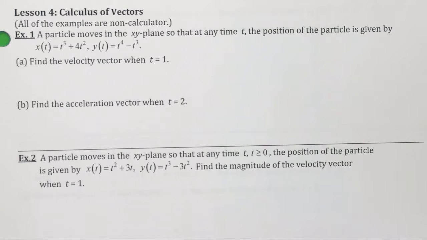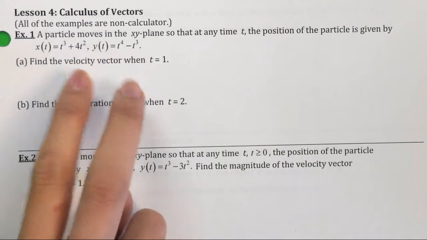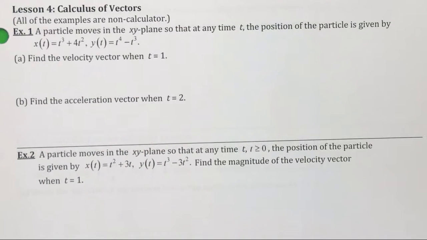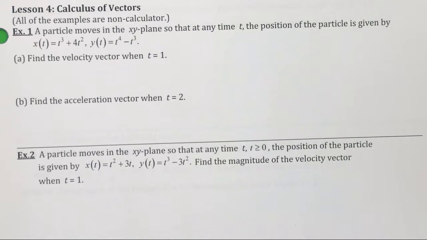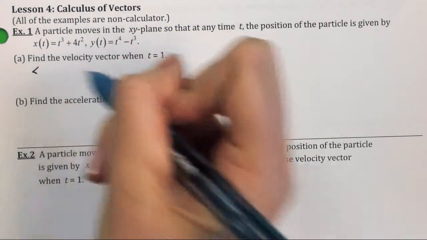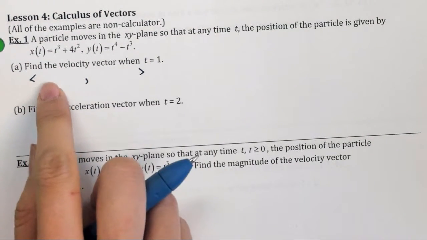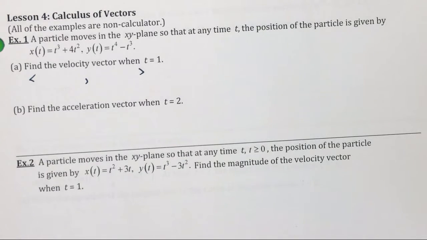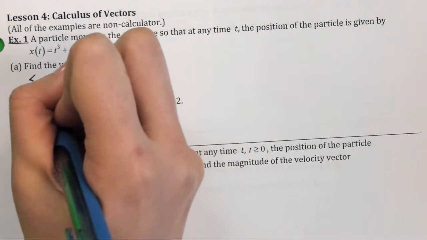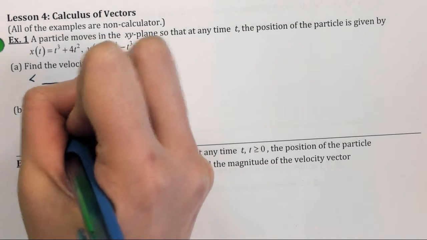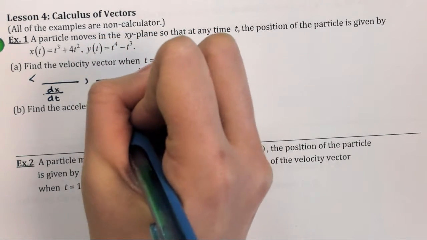Alright, so we've got a particle moving in the xy plane so that at any time t, the position of the particle is given by these two parametrics. And it asks you to find the velocity vector, which means that you can find each component separately. So this is different from dy/dx, which we did last lesson. This is just like the velocity vector. So you'll tell me the velocity in the x direction and the velocity in the y direction, and they're two separate components. So this is just dx/dt, and this part is just dy/dt.